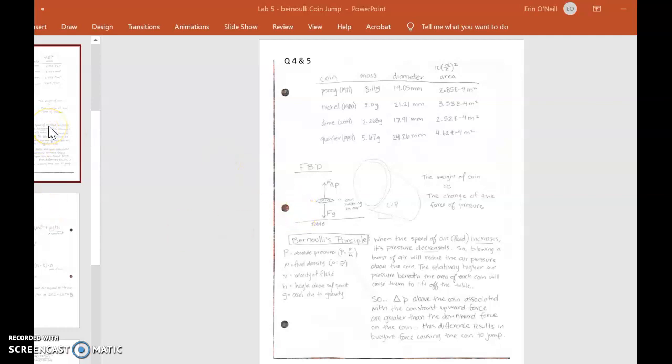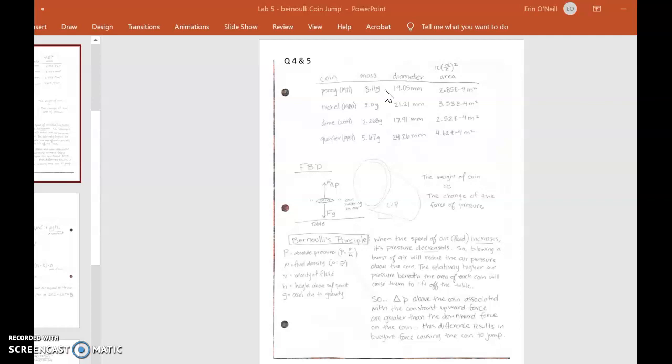I found 4 to be kind of the same as 5. So basically, question 5 asks you to explain how you estimated the velocity of the coins as you changed the pressure above them by blowing a fast breath, like blowing air quickly, above the coin.